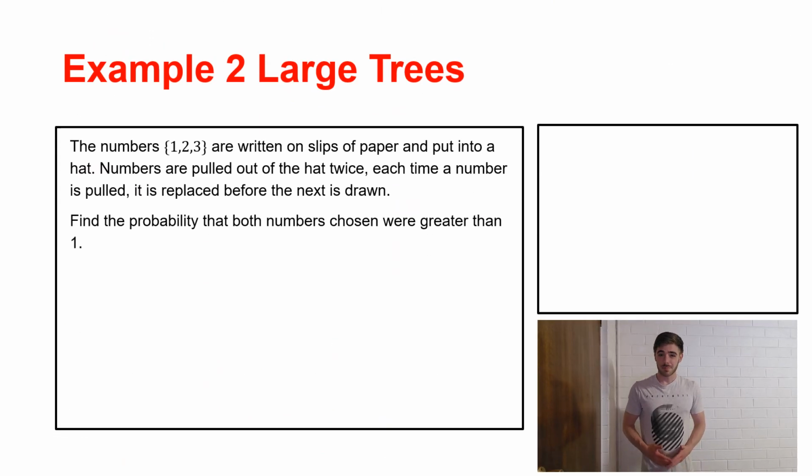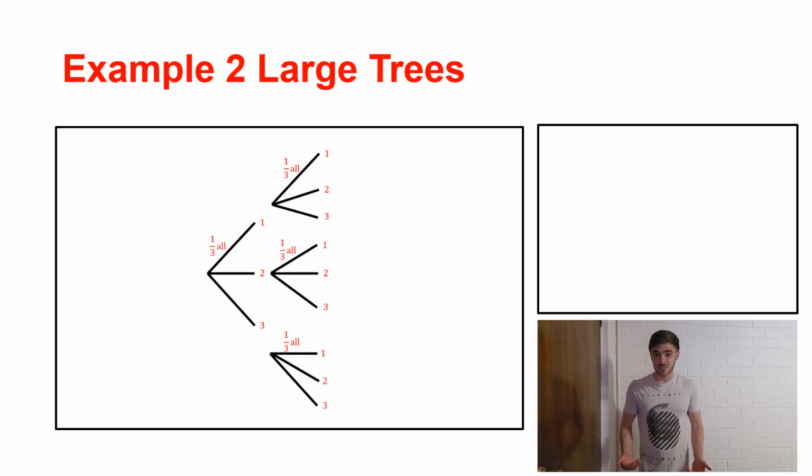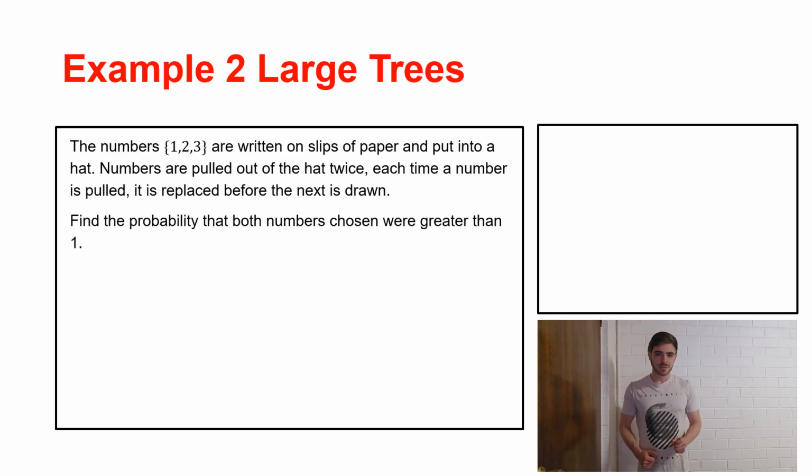Sometimes tree diagrams can be a bit hard to work with if you don't simplify things down. In this example, we have 3 possibilities for each stage, and if you were to draw each of these branches by hand, that would take quite a while. Instead of doing that, my recommendation is that you only draw the branches that you care about. In this case, we're only looking for outcomes that are greater than 1.